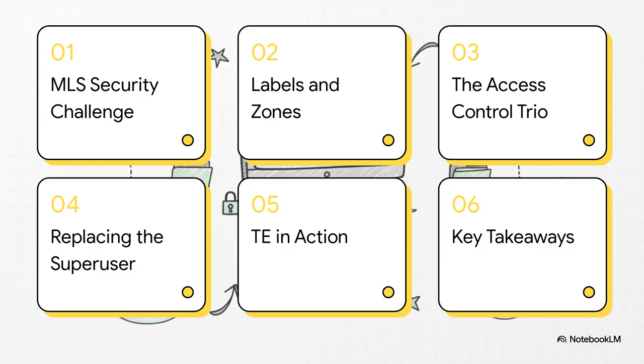So here's our game plan. We'll start with the MLS security challenge itself. Then we'll get into the key building blocks, labels, and zones. After that, we'll unpack the access control trio, look at how the system replaces the all-powerful super user, and then see it all work in action. We'll wrap up with the key security takeaways you'll want to remember.